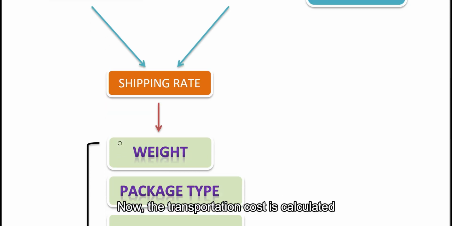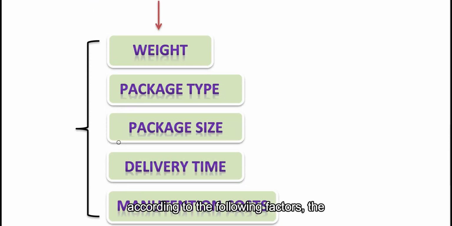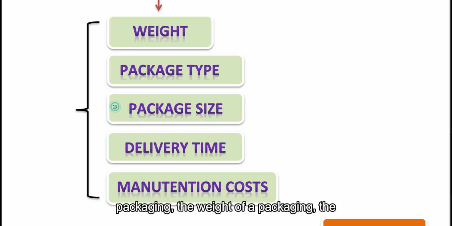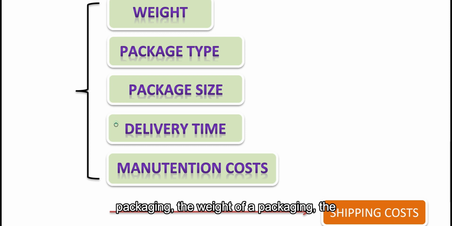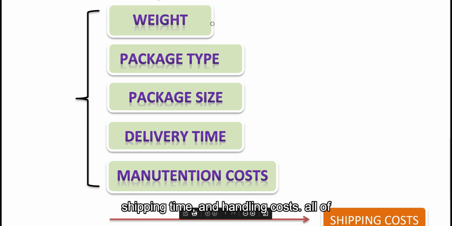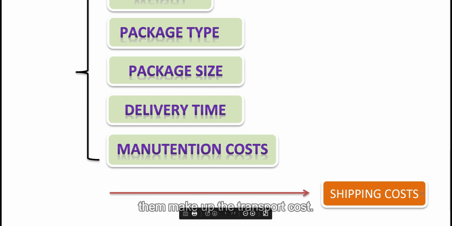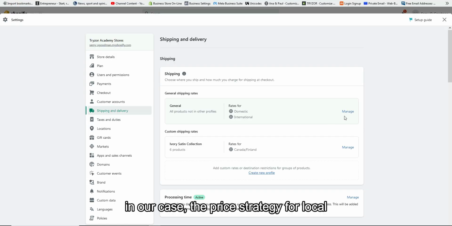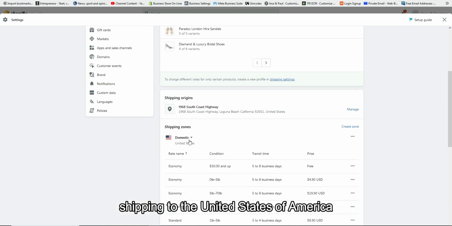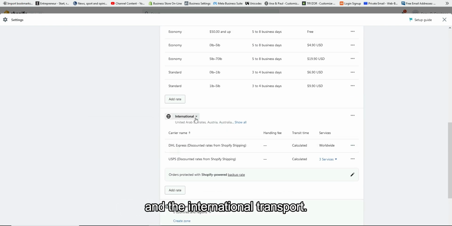Now, the transportation cost is calculated according to the following factors: the weight of the product, the type of packaging, the weight of the packaging, the shipping time, and handling costs. All of them make up the transport cost. Considering these elements, we will set up in our case the price strategy for local shipping to the United States of America, and the international transport.